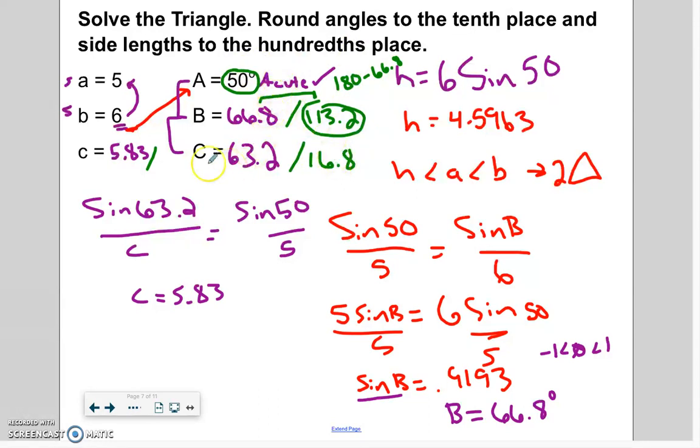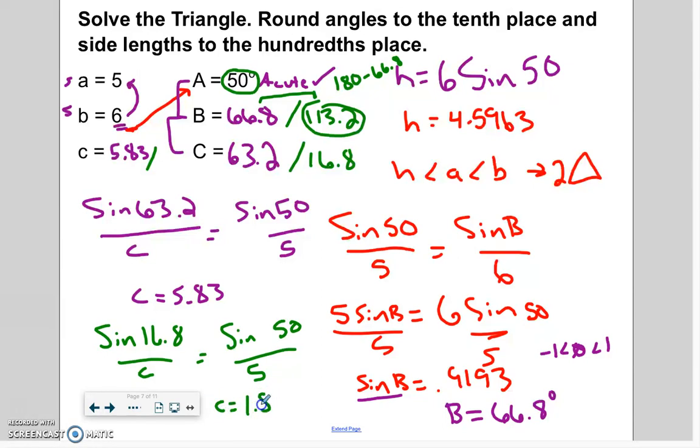So triangle 1 is in purple. Triangle 2, that special case, 113.2, 16.8, and 50, now gives us another law of sines, but we're going to go sine of 16.8 over C is equal to sine of 50 all over 5. Make sure we always reference back to that original one. So we go 5 sine of 16.8 divided by the sine of 50. And we're going to get a value for C that's equal to 1.89.